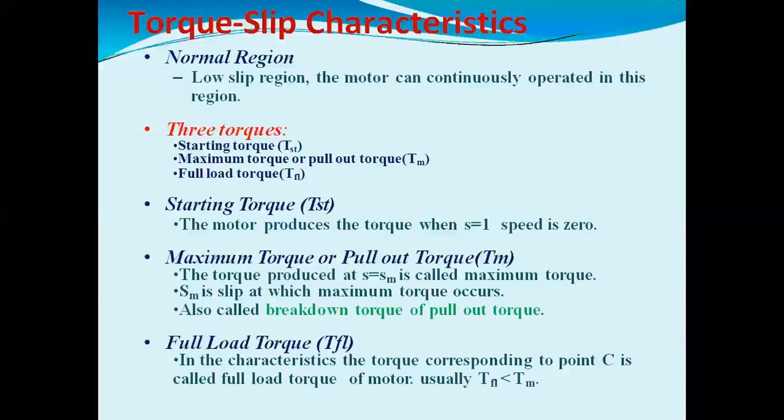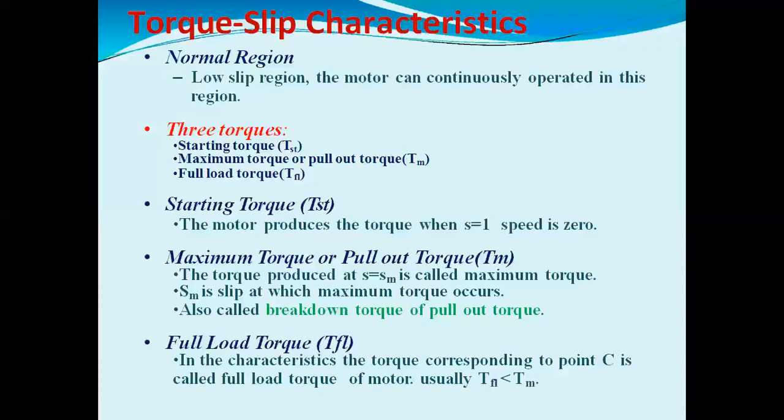Another is the maximum torque or pull out torque, known as TM. The torque produced at S equal to Sm is called the maximum torque. Sm is the maximum slip, the slip at which the maximum torque occurs. It is also known as breakdown torque or pull out torque.